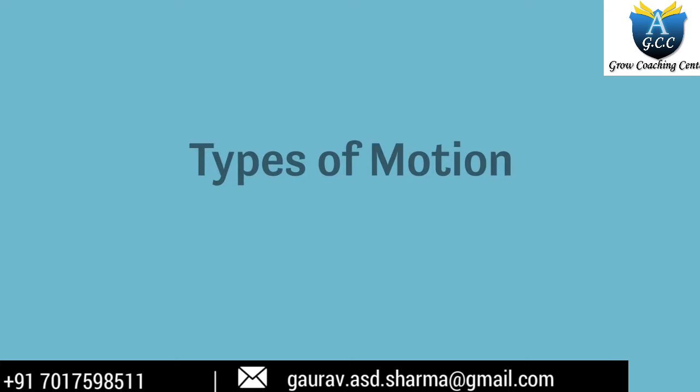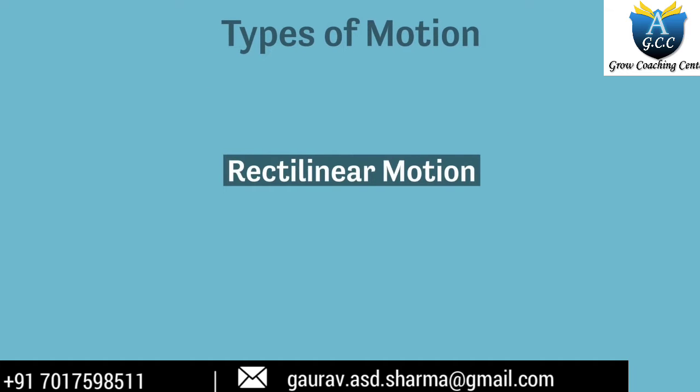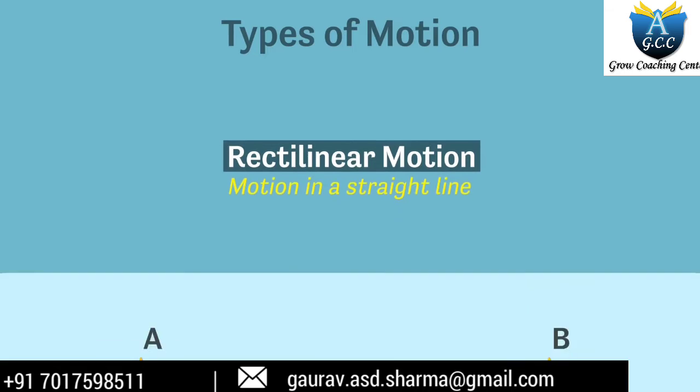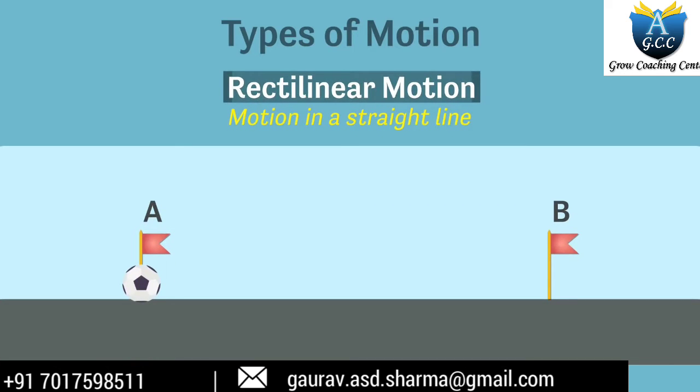The simplest of all is the rectilinear motion. It is the motion of a body in a straight line. The example that we saw earlier is of a rectilinear motion. Object is moving in a straight line from A to B.